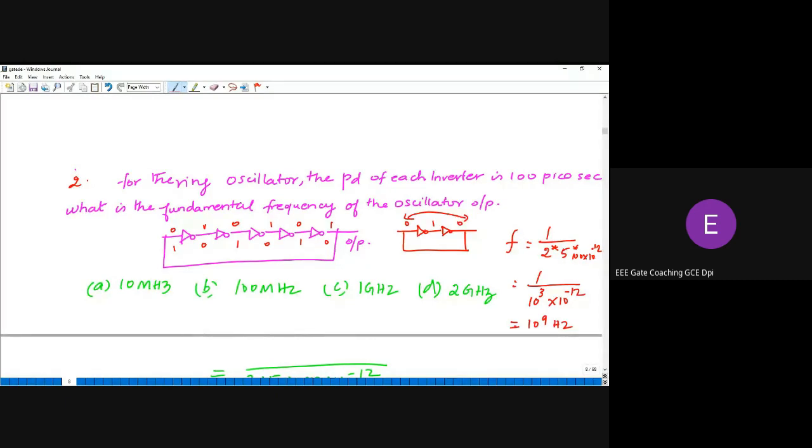Okay, so totally I have 5 inverters. Each inverter is producing a propagation delay of 100 picoseconds. For 5 inverters, 500 picoseconds. And the fundamental frequency of this ring oscillator is nothing but 1 divided by T. F is equal to 1 divided by T for even number of inverters, and F is equal to 1 by T for odd number of inverters. Okay. The answer is 1 gigahertz.